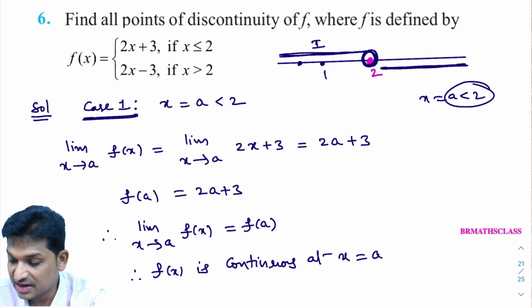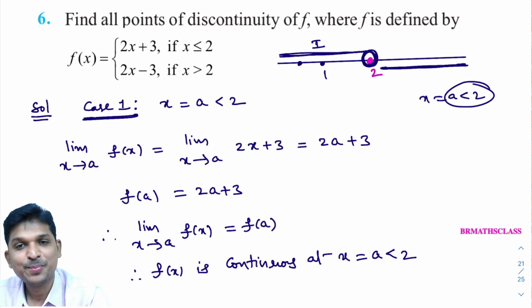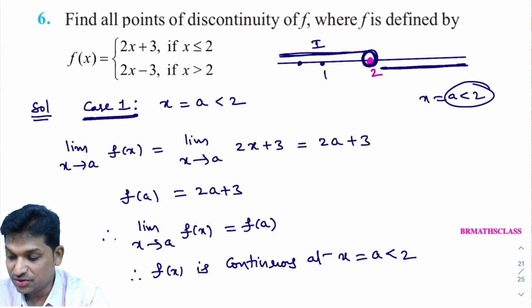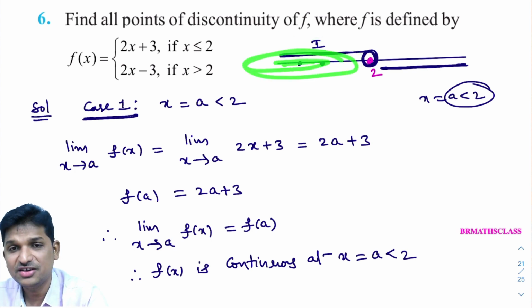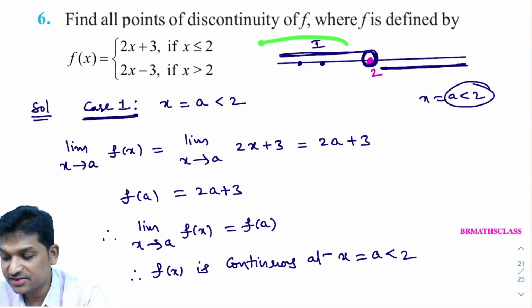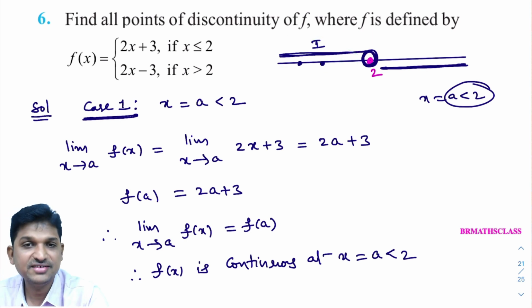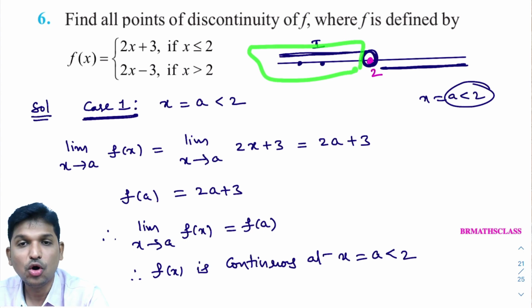What is a value here? A value is less than 2. That means at how many points did I check the continuity? I checked at infinitely many points. I checked the continuity at x equal to minus 3, and it is continuous. I checked at x equal to minus 100, and at x equal to 1. So I checked the continuity of this function for all a values less than 2. I hope you understand this.